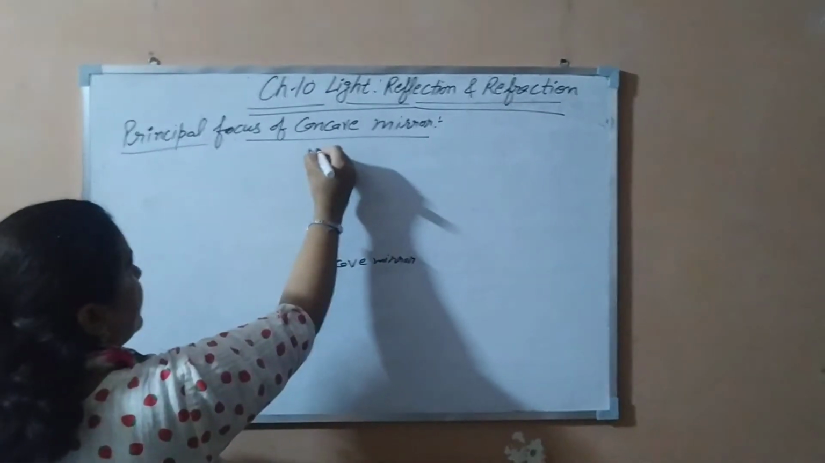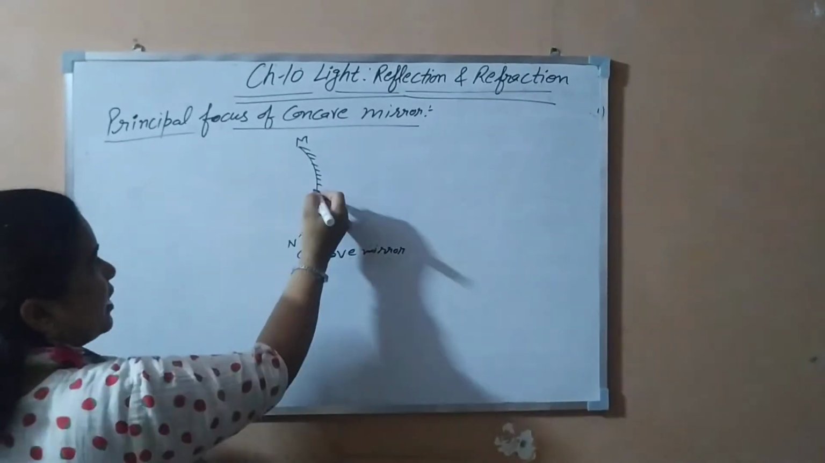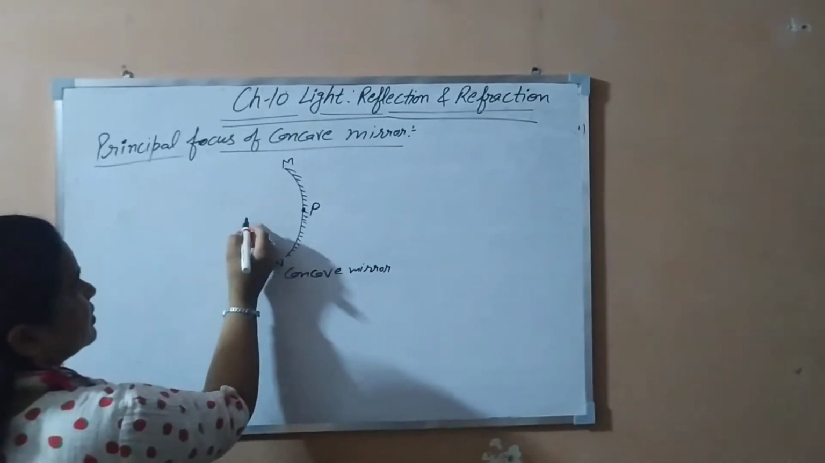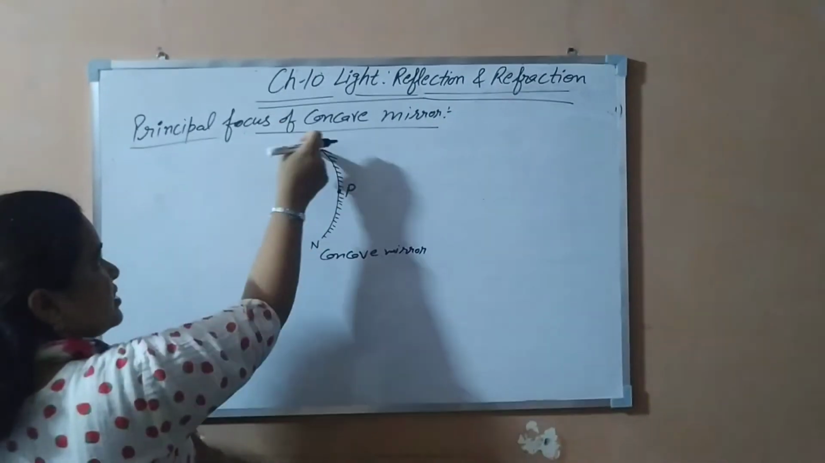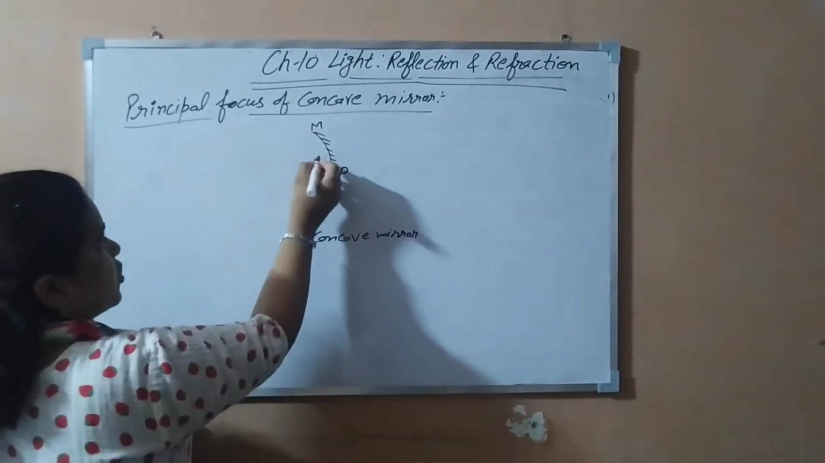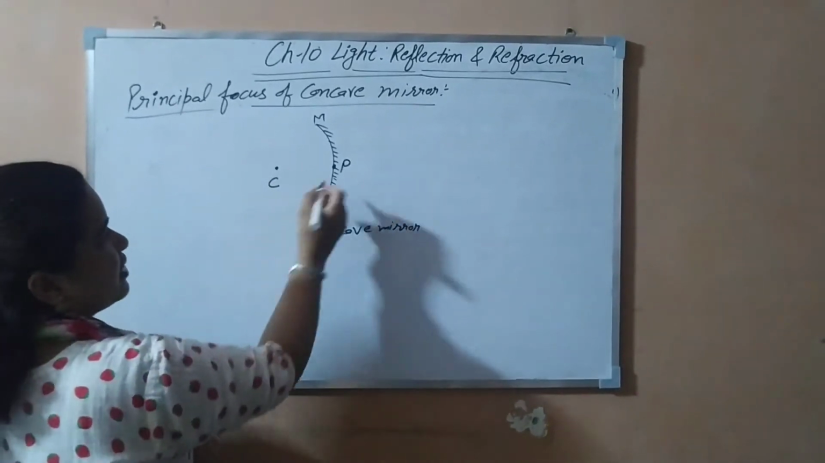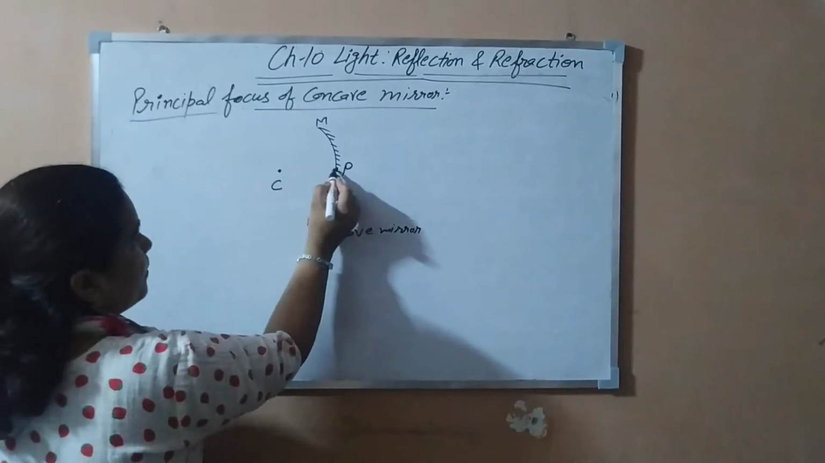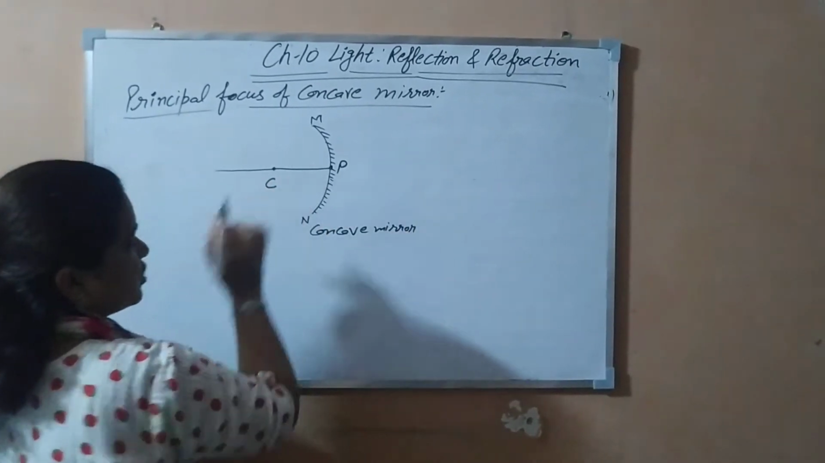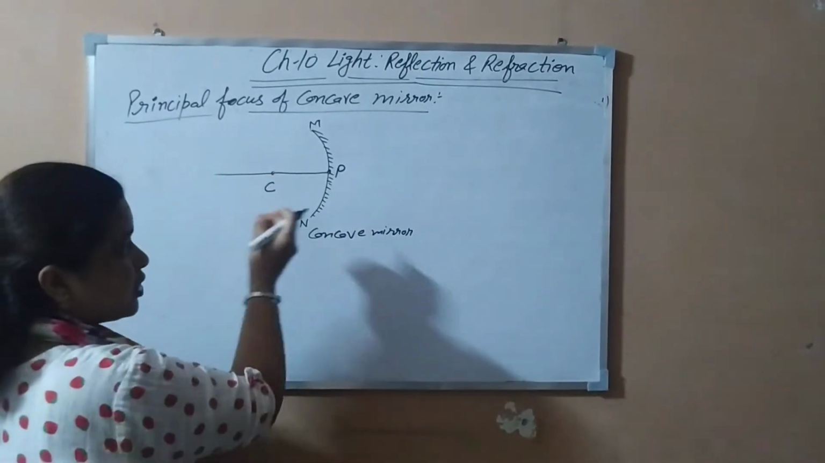And now this MN is known as the aperture of the mirror, and the mid of this is known as the pole of the mirror. The center of this hollow, if you complete this arc, you will get a sphere, and you will get the center of it. This is called the center of curvature, and a straight line passing through the pole and center of curvature is known as the principal axis. This we have done. Now we will find out today about the focus of this mirror.